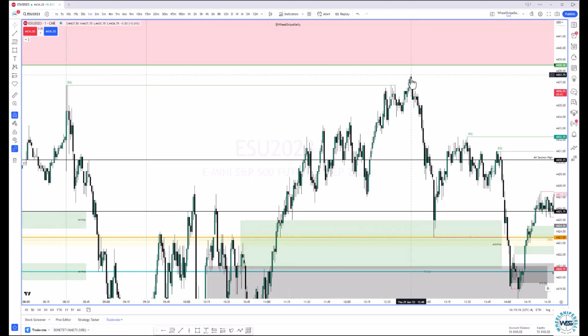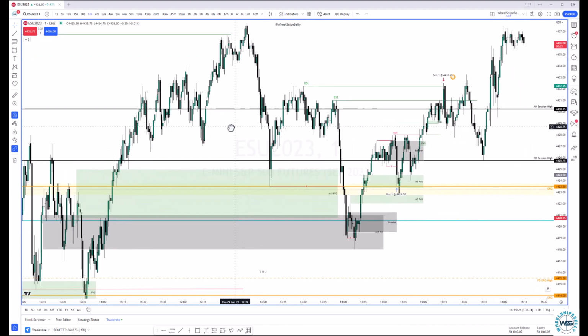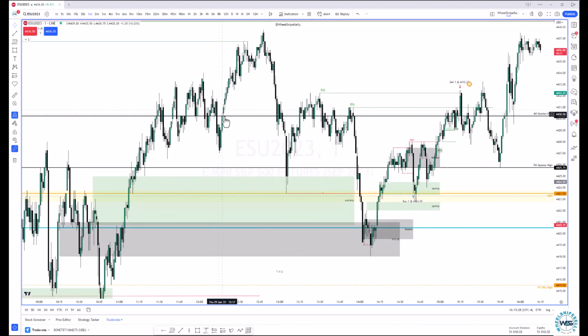So we fell a few points short, and then I think I was stopped out right around here. Still was a 10-handle move on that last runner. I'll show that towards the end. But once I was stopped out, I was looking for sell side to be taken. So I was definitely expecting this to be taken out, and it was.